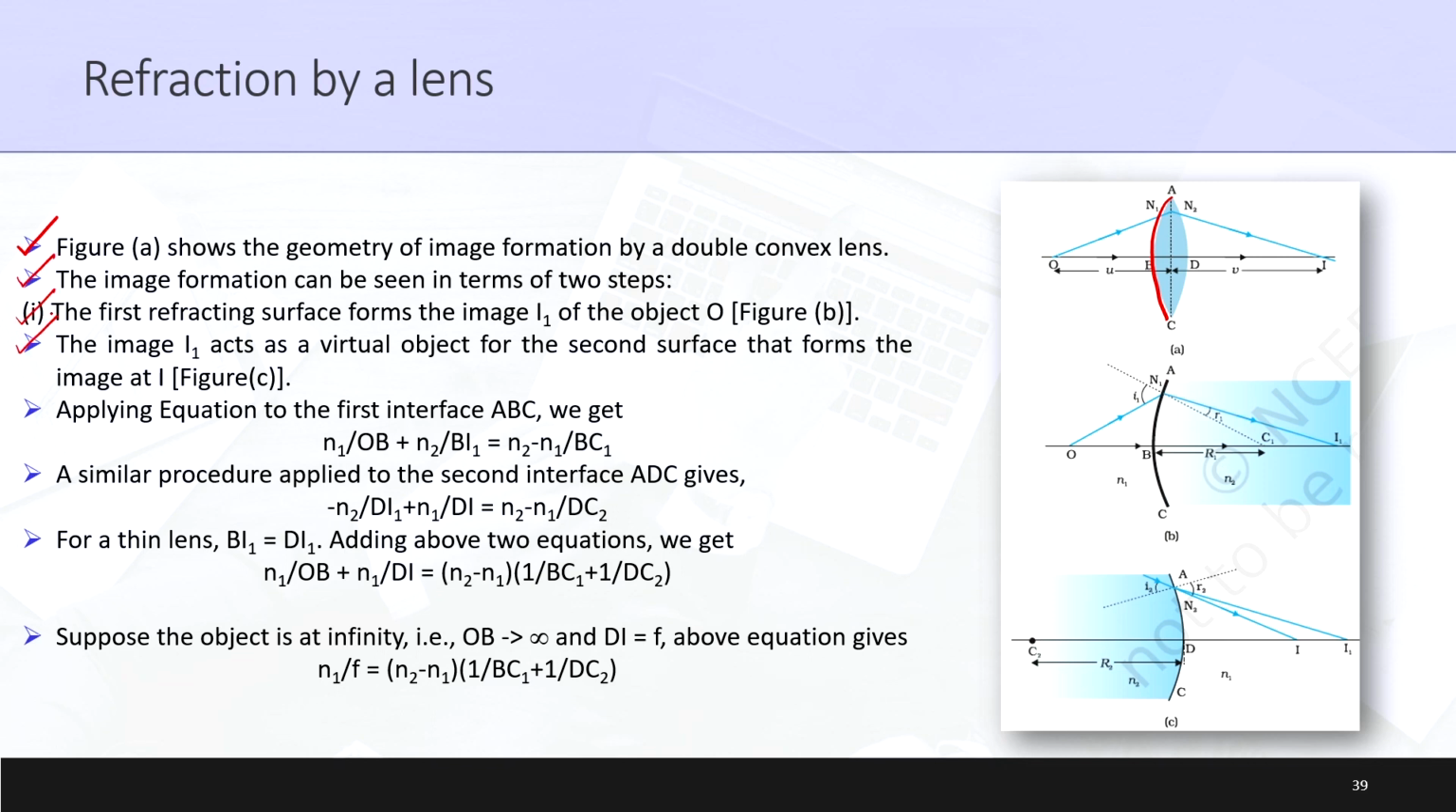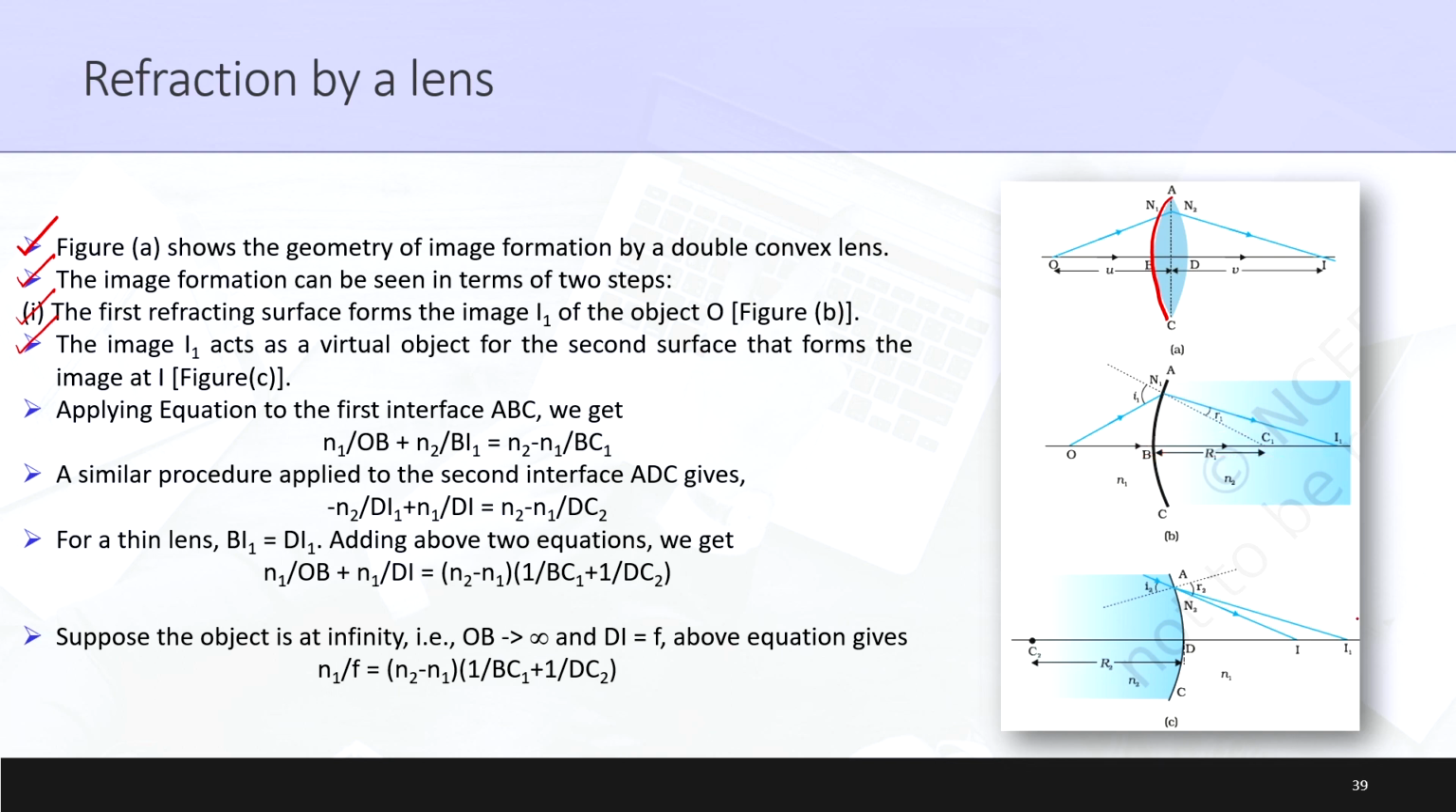First of all, let us complete this sequence, and after the sequence is complete, we can move on to the second refracting surface. Okay. I will try to go very slowly now. So, now we are trying to implement the refraction equation here. Applying the equation to the first interface ABC, we get N1 by OB plus N2 by BI1 gives you N2 minus N1 upon BC1, quite evident.